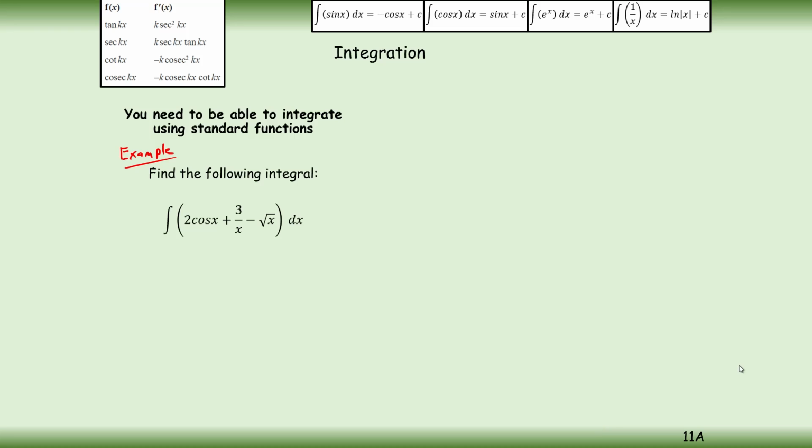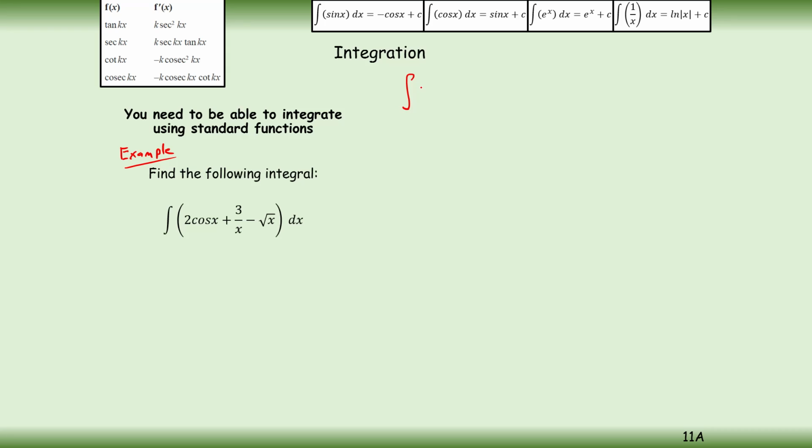Okay, so we've got a nice example here. We've got our standard functions. We're lucky we have them displayed for us here. Right, so let's have a look at this example. I want us to integrate 2 cos x plus 3 over x minus the square root of x with respect to x. So let's have a go at doing that then.